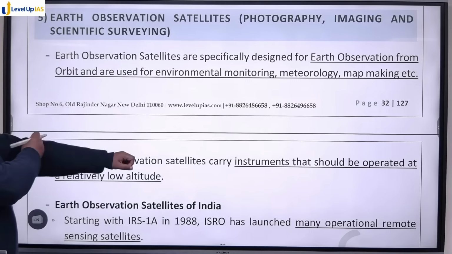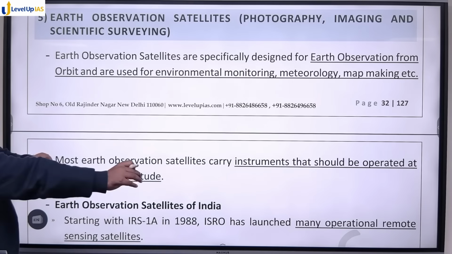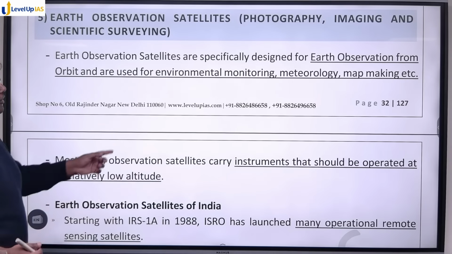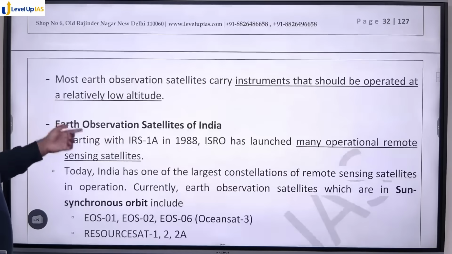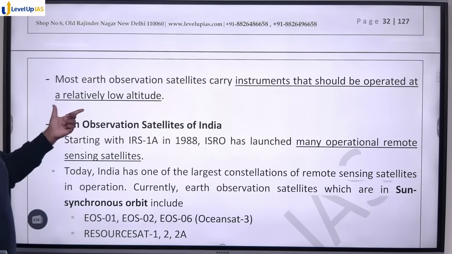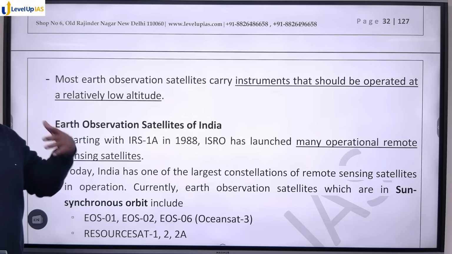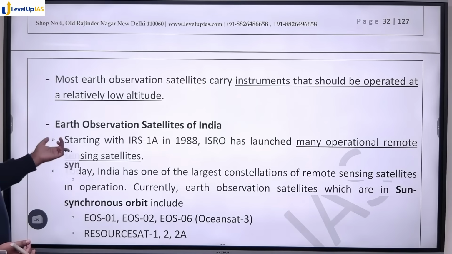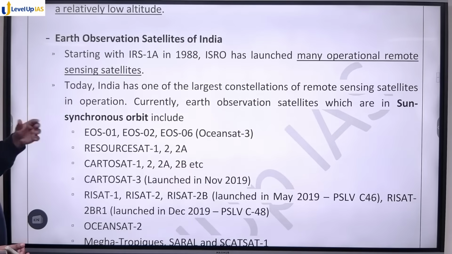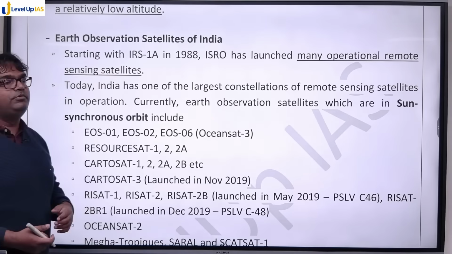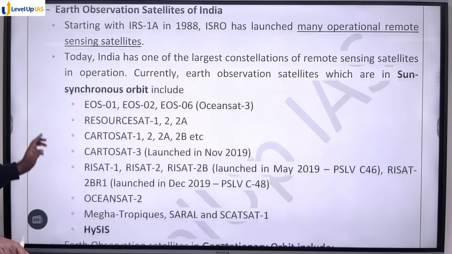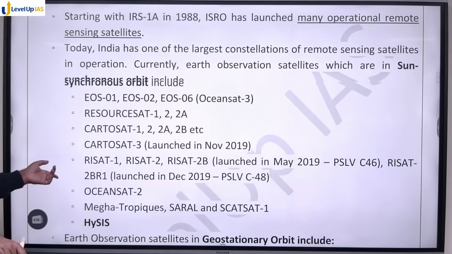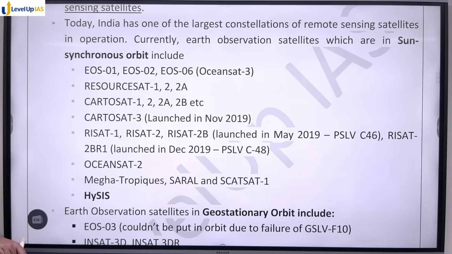Earth observation satellites are specifically designed for earth observation from orbit and are used for environmental monitoring, meteorology, map making, etc. Most earth observation satellites carry instruments that should be operated at relatively low altitude, and that's why they go in low earth orbit. Earth observation satellites of India देखेंगे आप. It started with Indian remote sensing 1A in 1988. ISRO has launched many operational remote sensing satellites. Today India has one of the largest constellation of earth observation satellites, जिसमें we have EOS 0 and EOS 02.